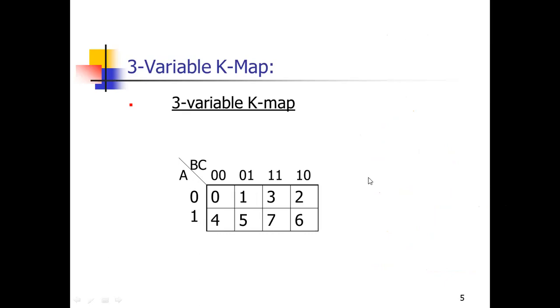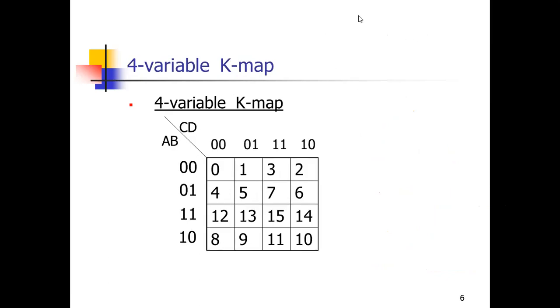Next, we move to the 4 variable Karnaugh map, which is also similar to the previous cases. But what is different? The number of cells. Again the same formula: 2 power n, where n is the number of variables used, 1 2 3 4, totally 4 variables. So 2 power 4 means 16 cells.